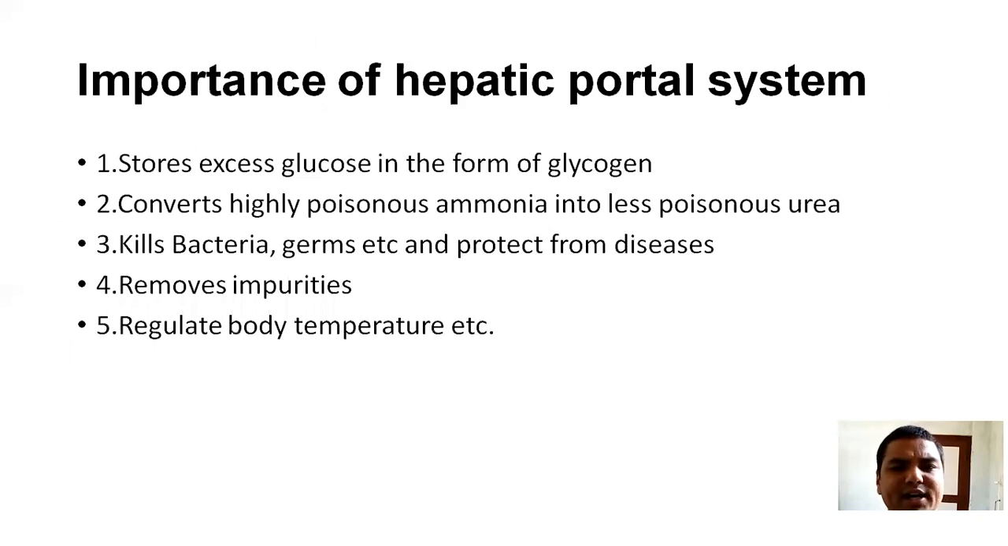Importance of the hepatic portal system. It stores excess glucose in the form of glycogen. That is, if excess glucose comes from the alimentary canal to the liver, it is stored in the form of glycogen. It helps to convert highly poisonous ammonia into less poisonous urea. It also kills bacteria, germs, and protects from different diseases. It removes impurities as well as it regulates body temperature.